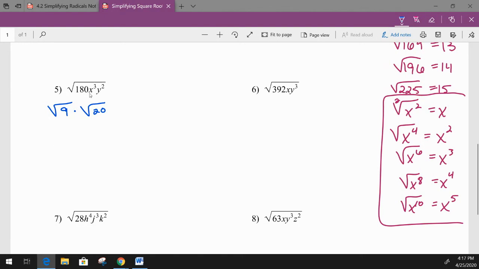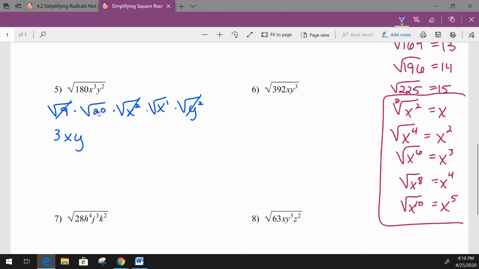So now let's deal with my variables. My x to the 3rd is not a perfect square, but if I factor it into x squared and x to the 1st, I can then simplify the square root of x squared. So the x squared times x would equal the x to the 3rd that I started with. 9 times 20 would equal 180 that I started with. Y squared is a perfect square because it's an even exponent, so now I can simplify that. The square root of 9 becomes 3. The square root of x squared becomes x. The square root of y squared becomes y.